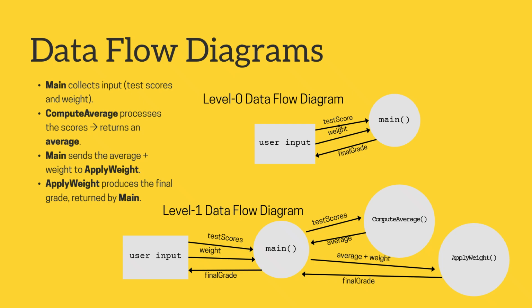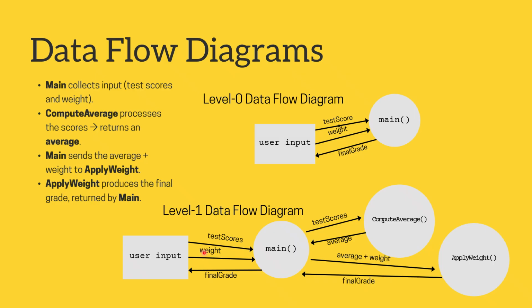So again, imagine that you're writing a simple program that calculates a student's final grade. At a high level, the program is going to need two pieces of information. It's going to need the student's test scores, and then the weighting factor that's going to determine how much these scores count toward the final grade.